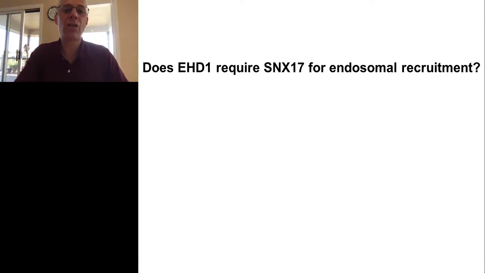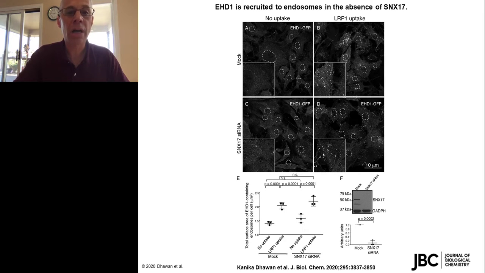So does EHD1 require SNCC17 for endosomal recruitment? In other words, is SNCC17 the anchor for EHD1 on endosomes? And the answer to that is probably no. And we know that because we take mock-treated cells, and we do LRP1 uptake, and you can see that there's an increase in EHD1 recruitment shown in the inset on the right in panel B.